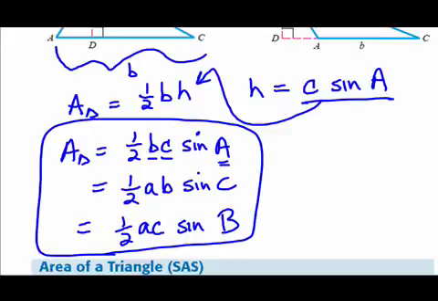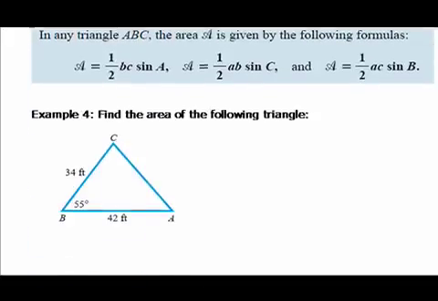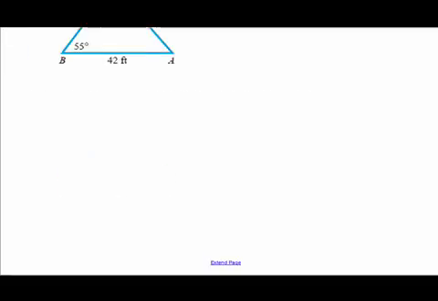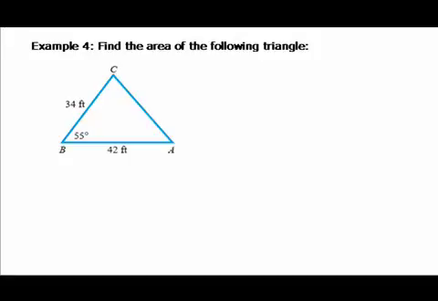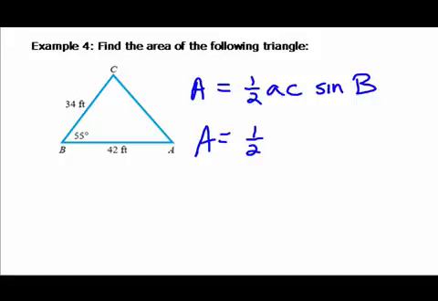So we'll go ahead and take a look at an application problem using our area formula. This problem simply says let's find the area of this triangle. We're given side A, we're given side C, and we know angle B. So here's a side angle side situation. Picking the right one from above, area would be 1/2 times A times C times sine B. So this area would be 1/2 times side A, 34, times side C, 42, times the sine of 55 degrees.